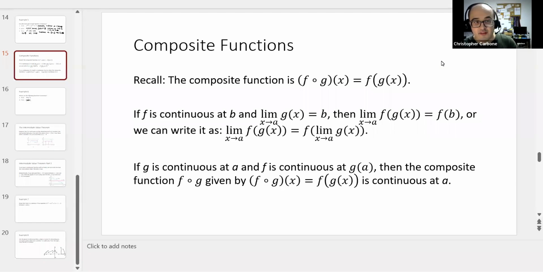Hello, class. This is part 3 of our section 1.8. To continue on with these continuous functions, we have composite functions.